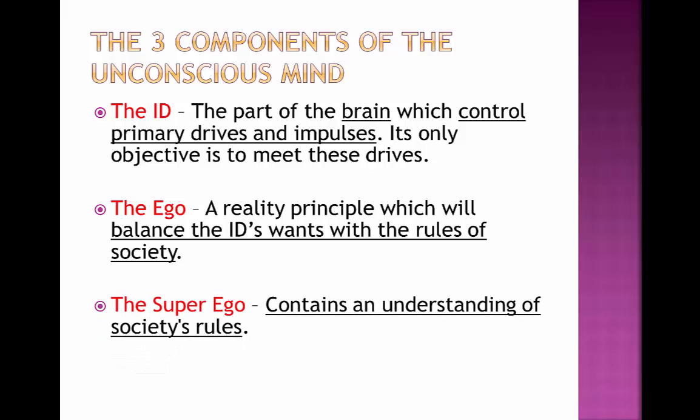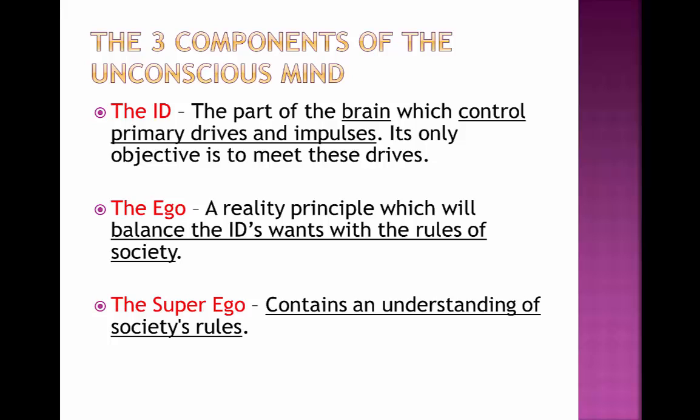The superego contains the understanding of society's rules. So for this reason, we kind of say that the ego is the middleman between the ID and the superego. The ego knows what the ID wants, but it also knows what the superego knows. So as a result, it's going to balance the two of them, and the superego knows all of the understanding of society's rules, which is going to limit the ID from pretty much meeting whatever it wants.